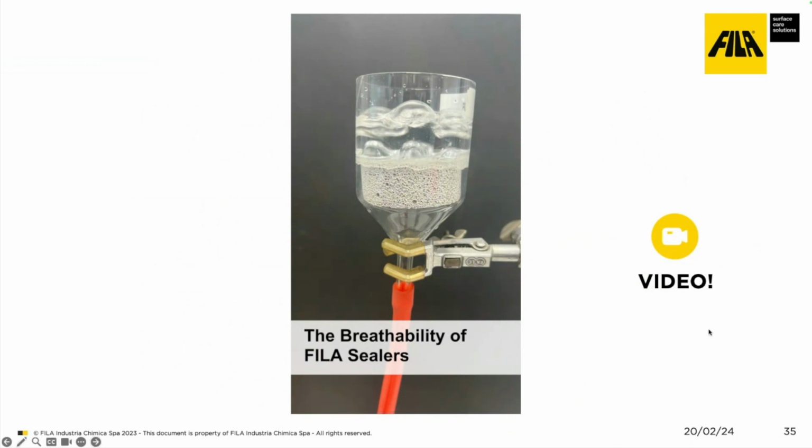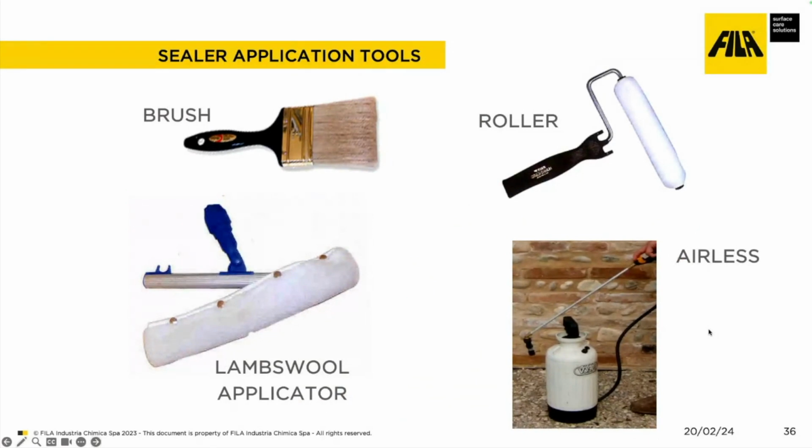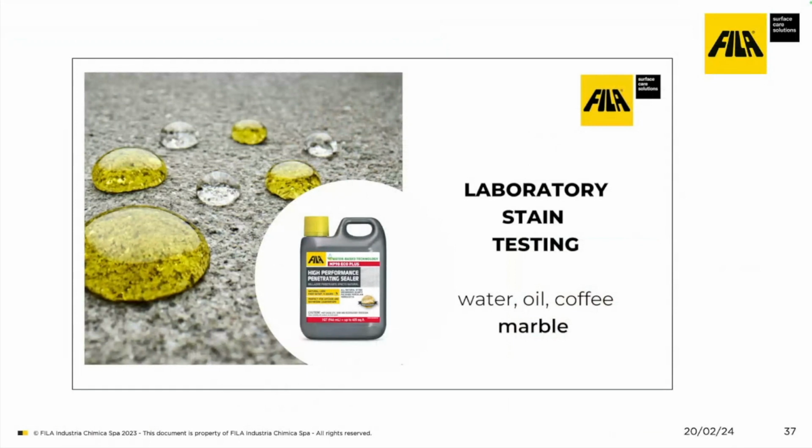Before, I even told you that the sealer can be applied with different brushes and different tools. You can use a brush if you're working on a small area, or eventually a roller or a lambswool applicator, or if you're applying the water repellent sealer, you can even use an airless system. That is really helpful, especially if you're working on a big facade or on a big floor. So those are really important to see.